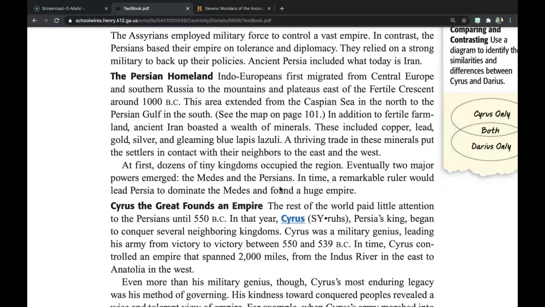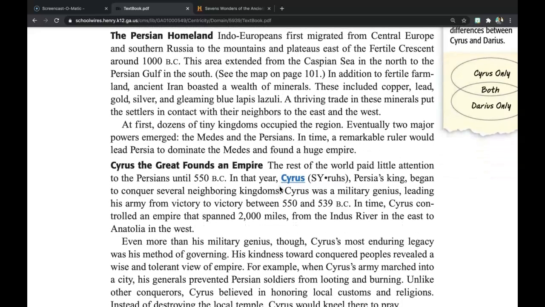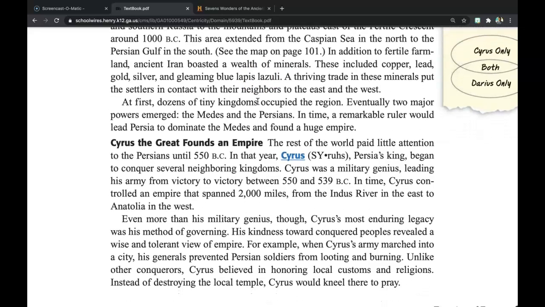The Persian homeland. Indo-Europeans first migrated from Central Europe and southern Russia to mountains and plateaus east of the Fertile Crescent around 1000 BC. This area extended from the Caspian Sea in the north to the Persian Gulf in the south. In addition to fertile farmland, ancient Iran boasted a wealth of minerals. These included copper, lead, gold, silver, and gleaming blue lapis lazuli.